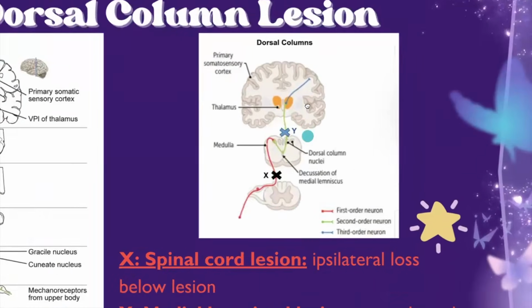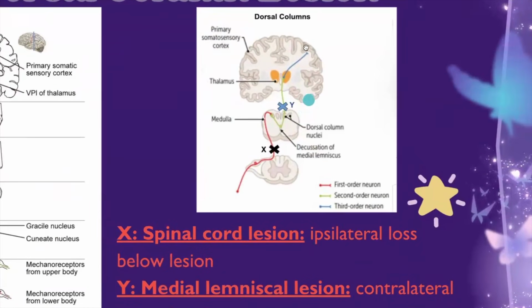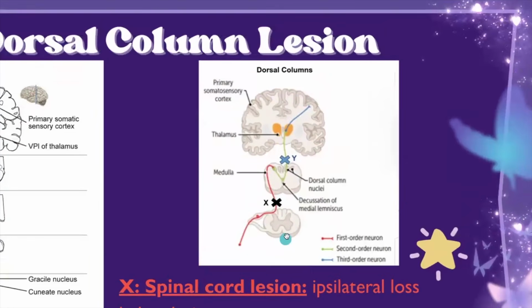Right. Now, what happens if you have a lesion in this tract, okay? Let's say that there is a lesion at this level, at X, okay? At this level, would you have ipsilateral loss of fine touch discrimination, vibration, and conscious proprioception, or would it be contralateral? I know the answer is here, but pretend you don't see it, okay? It would be ipsilateral loss.